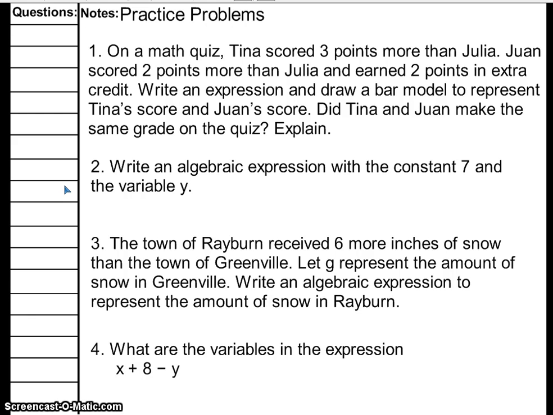Question number 2. Write an algebraic expression with the constant 7 and the variable y. Question number 3. The town of Rayburn received 6 more inches of snow than the town of Greenville. Let G represent the amount of snow in Greenville. Write an algebraic expression to represent the amount of snow in Rayburn. Question number 4. What are the variables in the expression x plus 8 minus y?